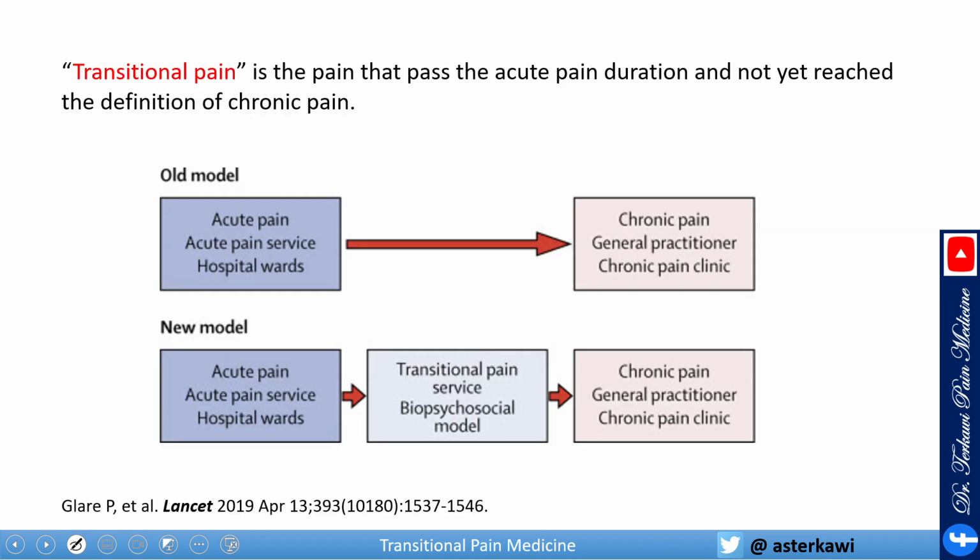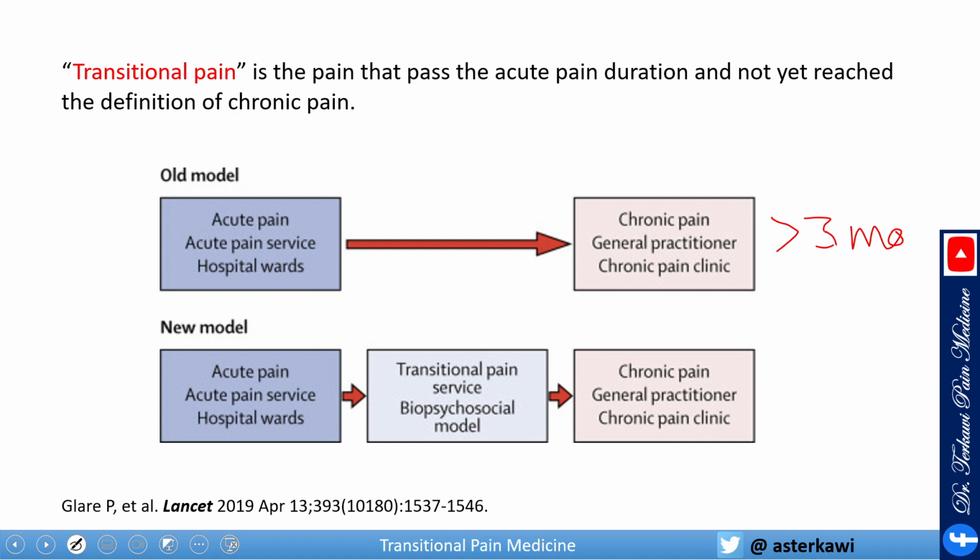Now, what's transitional pain? It's the pain that passes the acute pain duration and has not yet reached the definition of chronic pain. So we all know that the literature defines chronic pain as more than 3 months. At least that's the definition that we saw just in the previous slide.